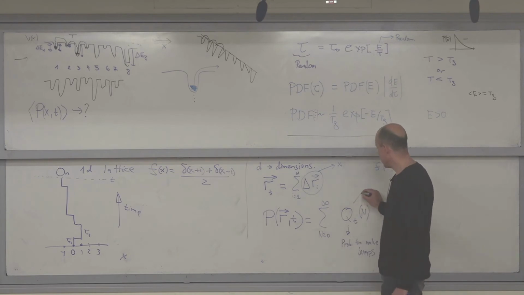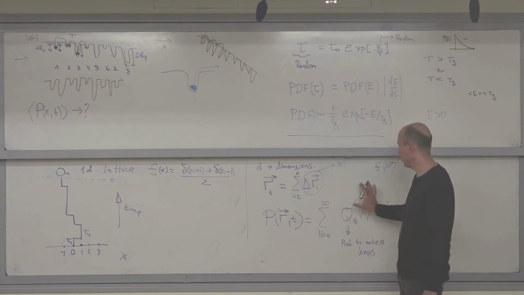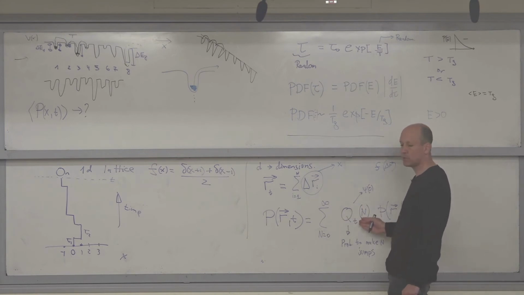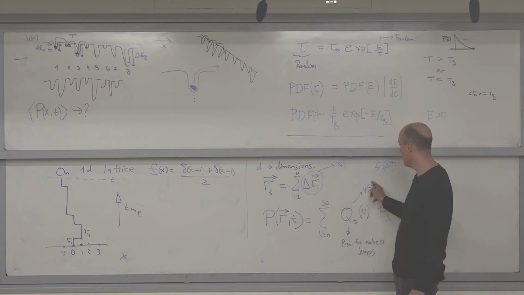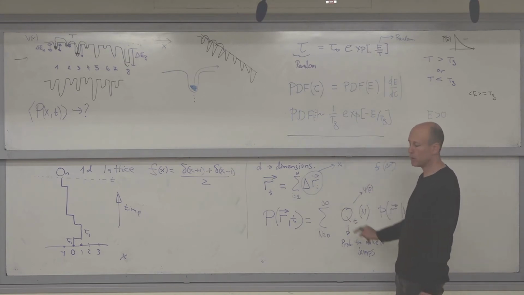This guy is related to this psi of tau. Actually, we already thought about this, but I'm going to remind you. So these are the distribution of the number of jumps. It's a probability. So the sum over Q_n is 1, because you have some probability to have 0 jumps, some probability to have 1 jump, 2 jumps, etc. And the waiting times determine this function.